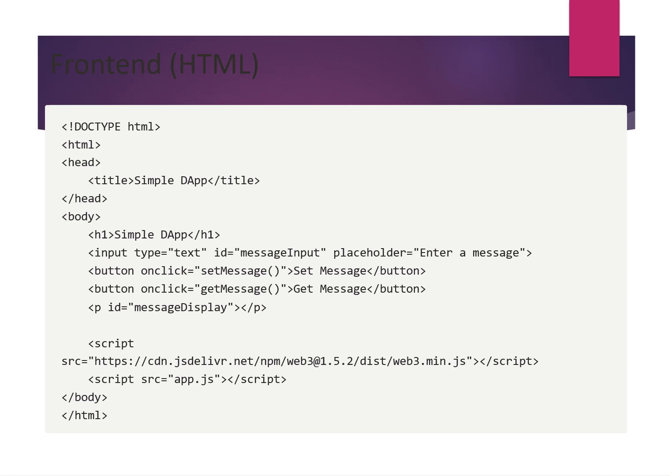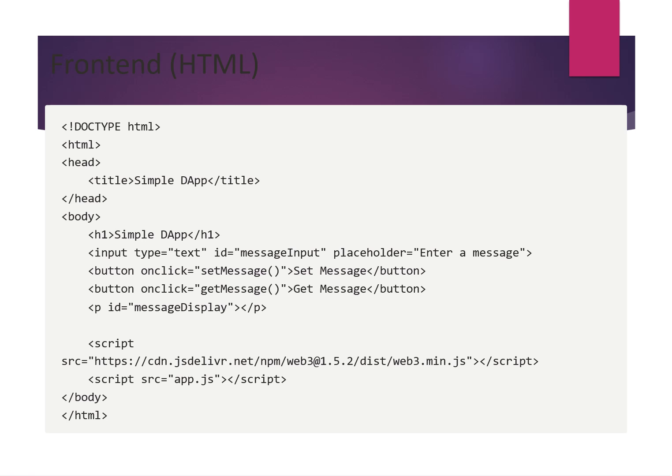The next line opens the body section, which contains the content of the web page. The next line displays a heading with the text Simple DApp. The next line creates an input field with an ID of message input and placeholder text "Enter a message". The next line creates a button that calls the setMessage function when clicked. The next line creates a button that calls the getMessage function when clicked. The next line creates a paragraph element with an ID of message display, which will be used to display the message. The next line includes the web3.js library from a CDN.